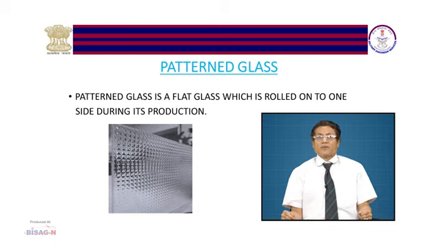This is a type of flat glass that has been rolled on one side during its production. Patterned glass has different patterns as well as different colors. It is mainly used for decorative purposes.